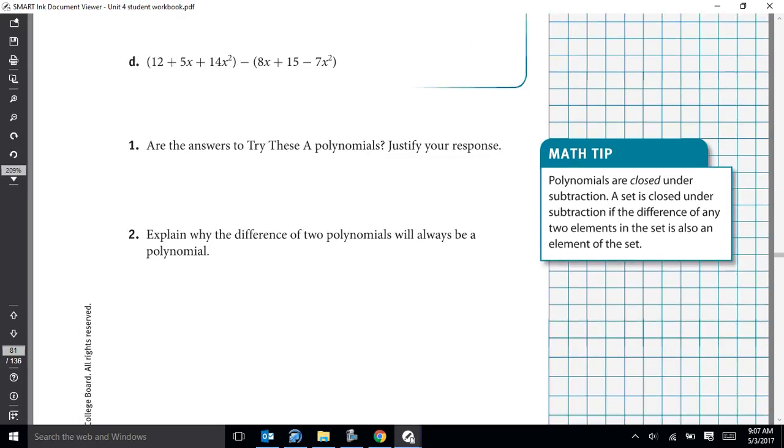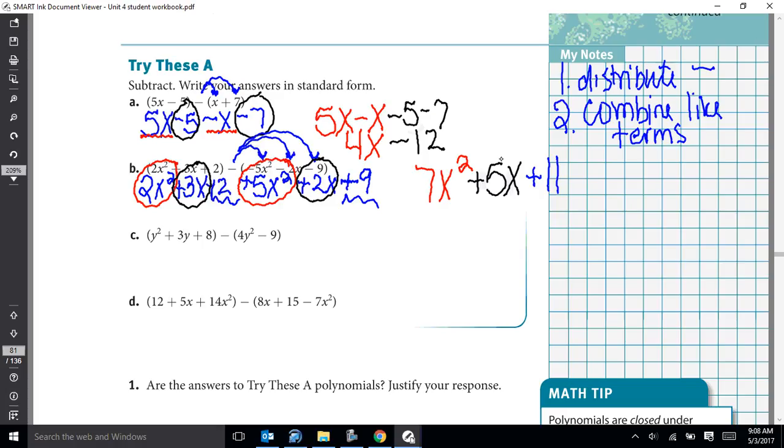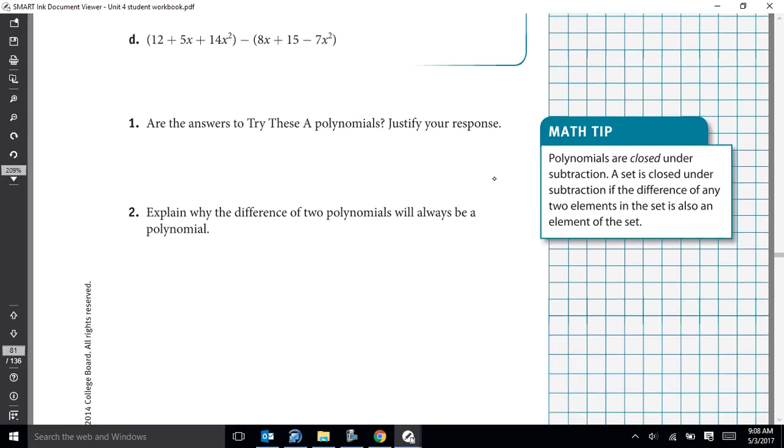All right, so let's look at number one. Are the answers to these polynomials? Yes. Because what's the definition of a polynomial? Right, and we had at least one term in all of them. So they are all polynomials. This one had 3 terms. Now this one had 2, so what type of polynomial is that specifically? It's a binomial. So explain why the difference of 2 polynomials will always be a polynomial.